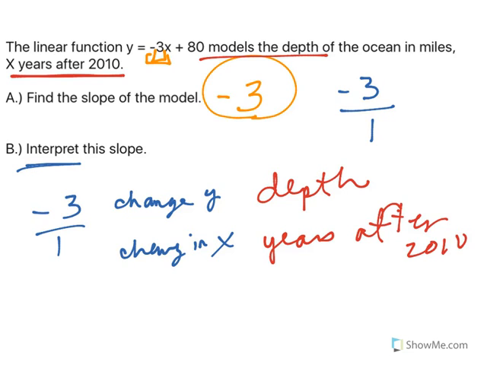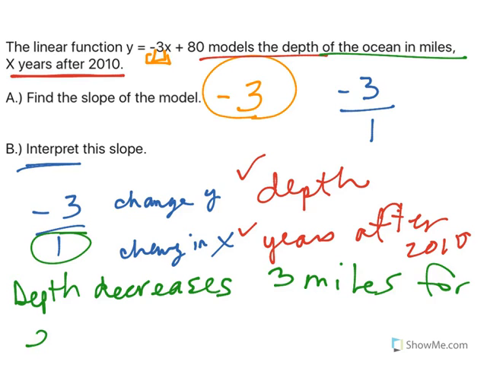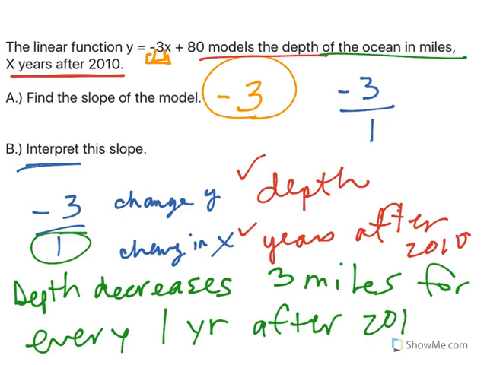Now you may say, I don't understand why that matters. Well, these words here are going to help us with our interpretation. So you can see the top is negative 3. That means we're talking about the depth in miles, and it's negative. So that means the depth decreases. I say decreases because of the negative sign. The depth of the ocean decreases by 3 miles for every 1 year after 2010.